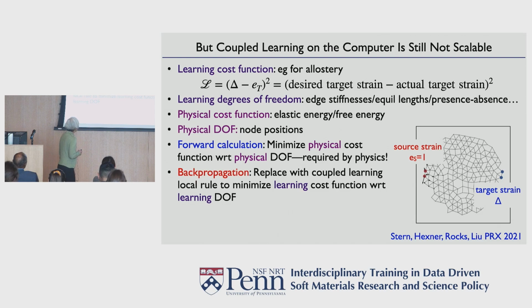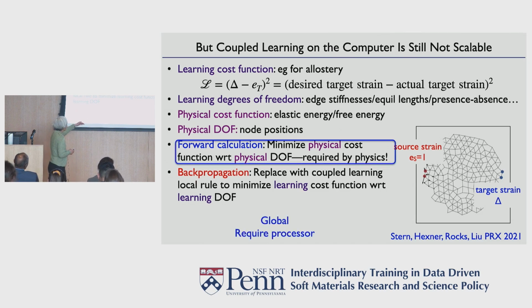So that's great, okay? So instead of doing this gradient descent on the learning cost function, we've replaced that with this coupled learning rule, but we still have this problem that minimizing the physical cost function, satisfying no net current on every node, is still computational and requiring a processor and actually pretty time consuming.